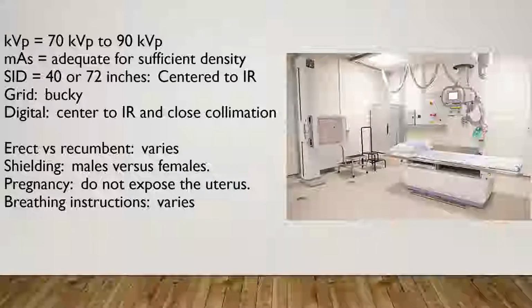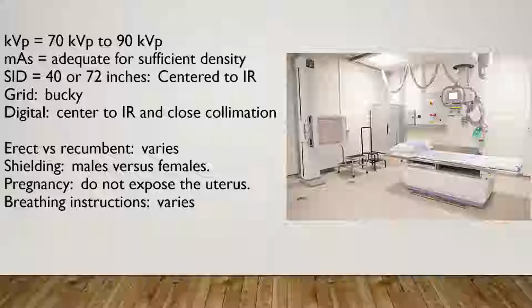Typically, all of these areas are going to measure greater than 10 centimeters. And because the body part is greater than 10 centimeters, you're going to need to use a grid. Anytime we're using a grid, we're either going to be using it in the upright bucket or in the table. Whenever we use a grid, we need to make sure that our kVp is above 70. So here we're going to use anywhere from 70 to 90 kVp.